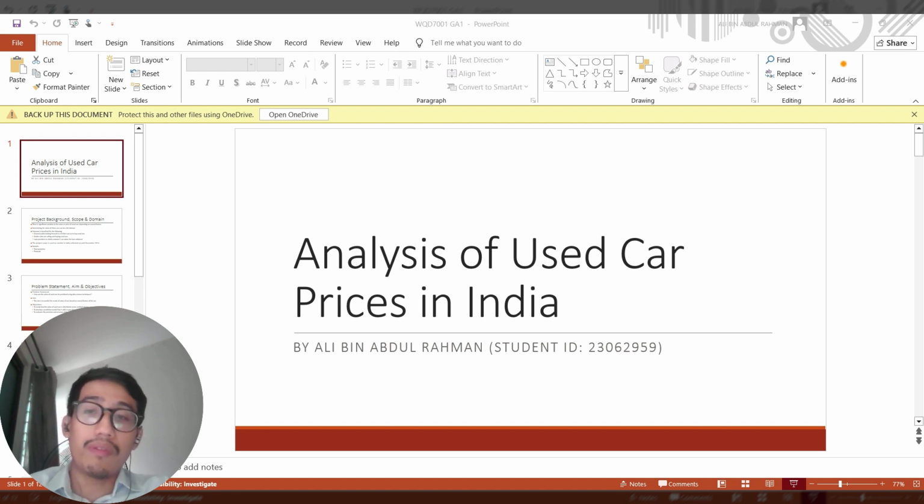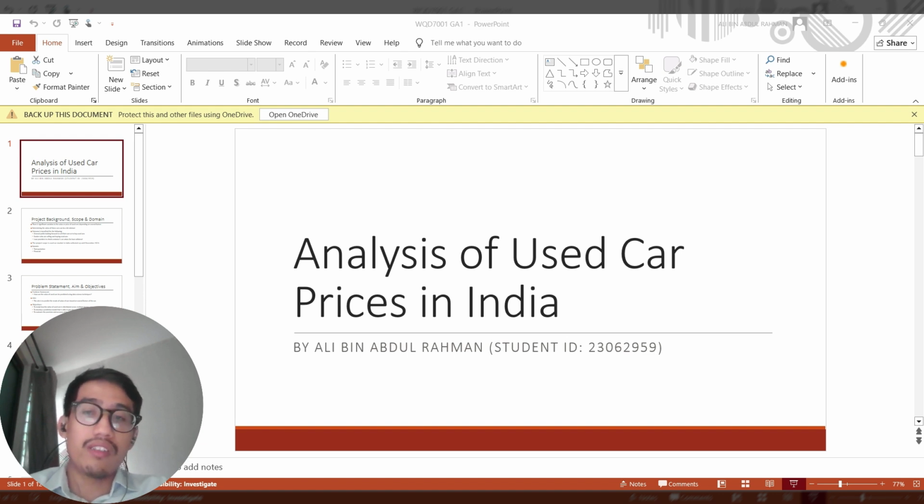Okay, so the problem statement is: how can the value of used cars be predicted using data science techniques? The aim is to predict the resale value of cars based on several factors. The objectives are: number one, to study how the value of used cars is distributed. Number two, to develop a prediction model that is able to give the value of a used car. And number three, to evaluate the precision and accuracy of the prediction model built.